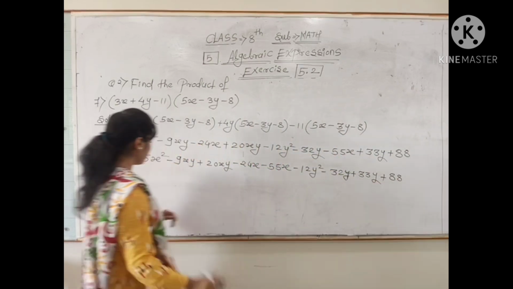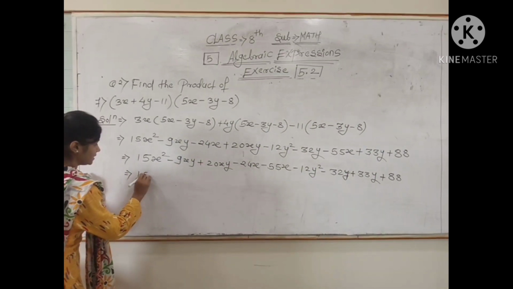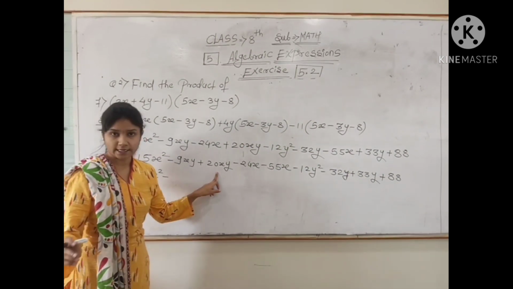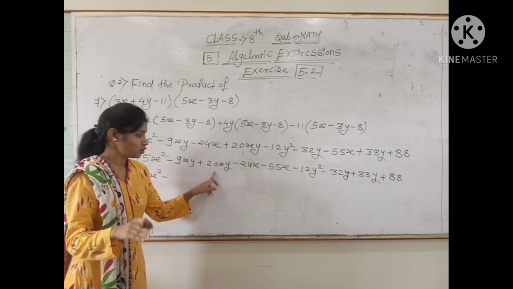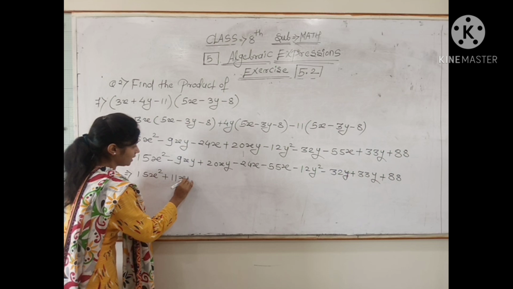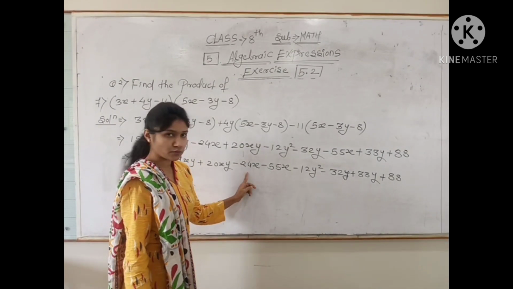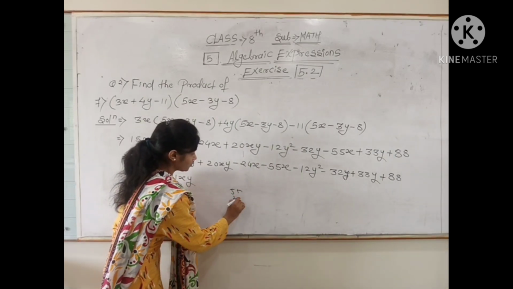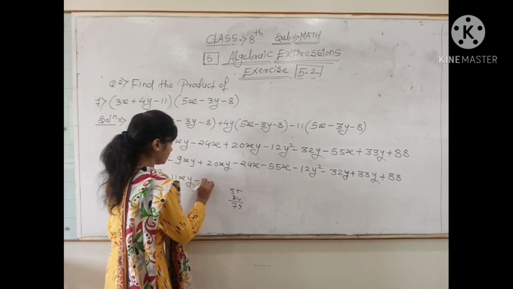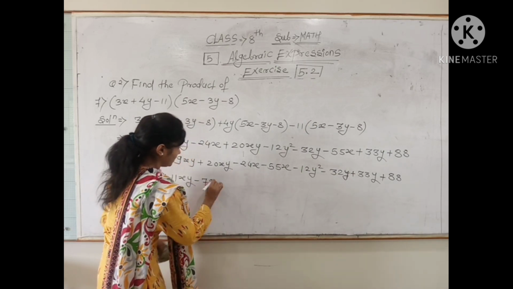Okay, now solve properly. It is equal to 15x square, write as it is, minus 9xy plus 20xy. 20 minus 9 is what? 11, and the greater number's sign is what? Plus. So what is the answer? 11xy. After that, minus 55 minus 24. How much? 55 plus 24 is 79. So the sign is what? Minus 79x. Minus 79x.